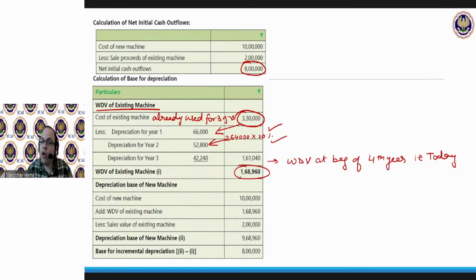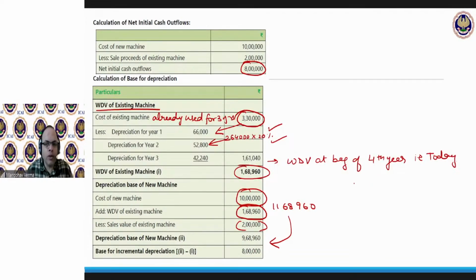Now, since we are talking about a block of assets, guys, it is very, very important that we understand that the WDV of the existing machine is 1,68,000. The cost of the machine is 10 lakhs. Are we calculating any gain or loss here? No, we are not calculating any gain or loss. We're saying that my total block becomes 11,68,960. And since we are selling this for 2 lakhs, the remaining value is 9,68,960. So that means we are back to square one.